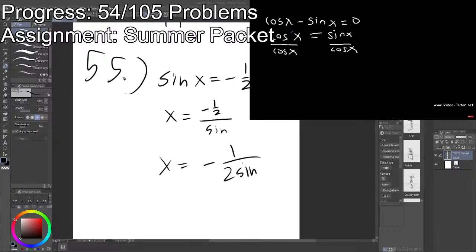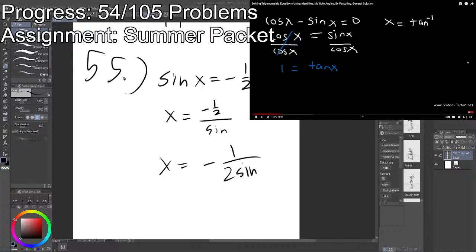So cosine over cosine cancels to 1. And sine over cosine x is equal to tangent. So therefore, tangent x is equal to 1. So tangent of what angle is equal to 1? To figure that out, you can type in your calculator inverse tangent of 1.